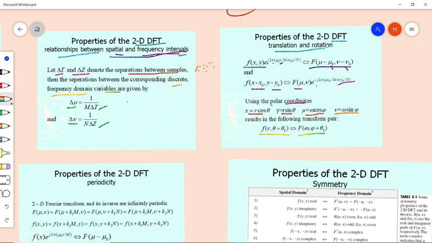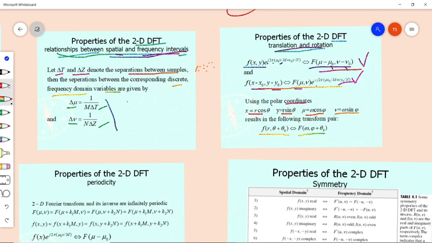The first property we have discussed is the relationships between the spatial and frequency intervals, these two. And the translation and rotation property is this one and this one. When you get this question, just write down this equation simply, as much as you remember. No need to write all these things.